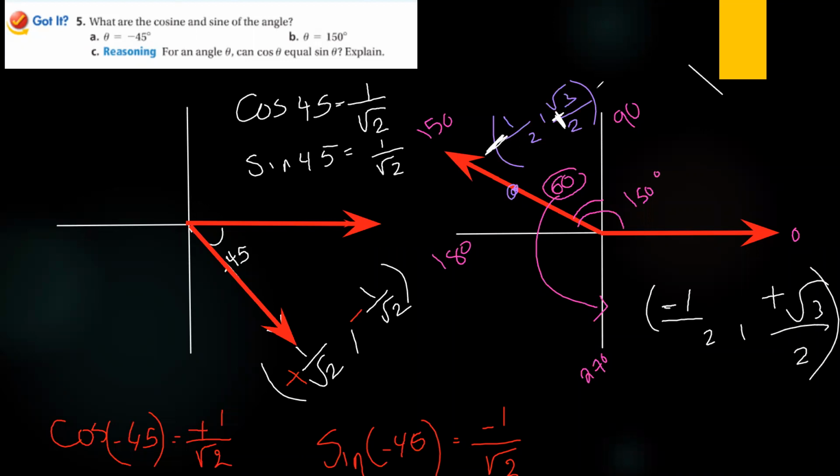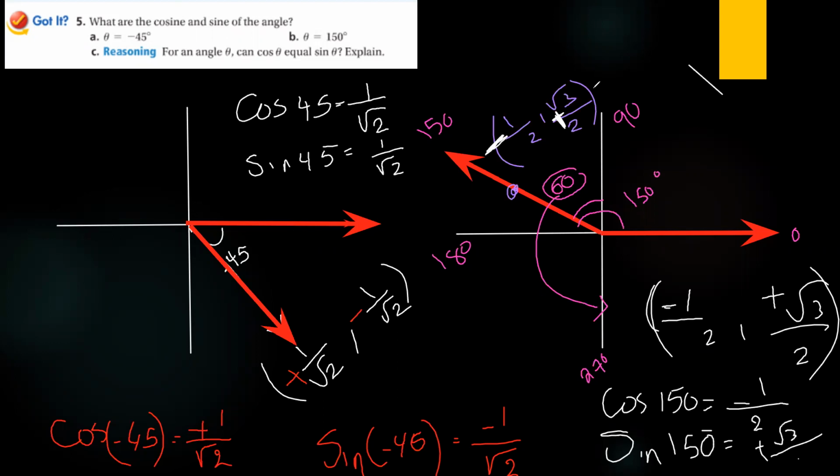So now from here, what is the cosine of 150? It's negative 1 over 2. And the sine? It's positive square root of 3 over 2. Are they clear? Yes. This is A and this is B. Okay, now let's solve C.